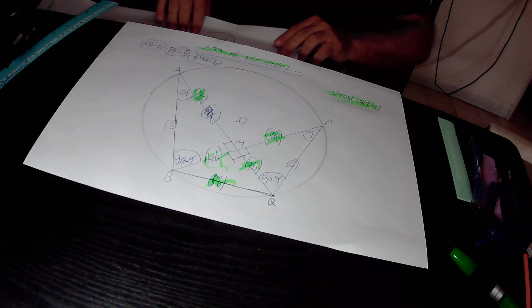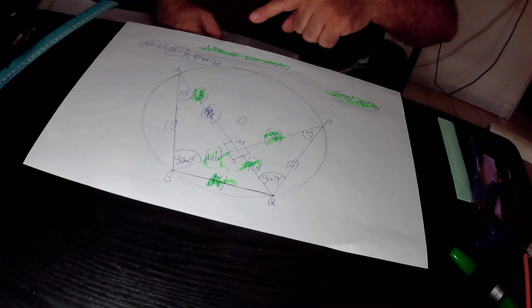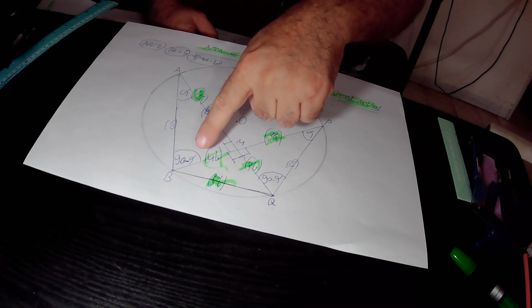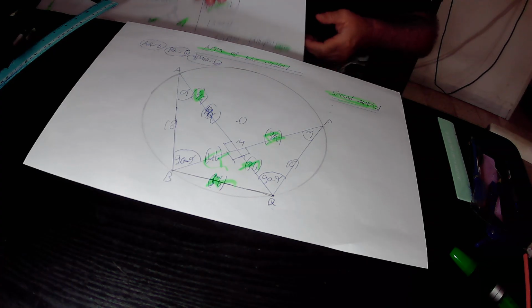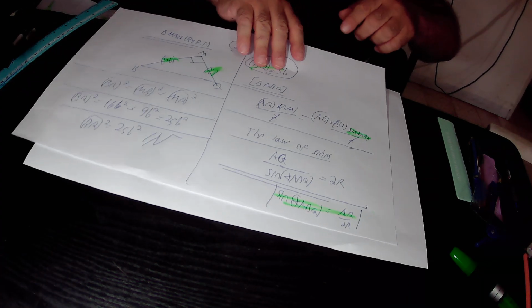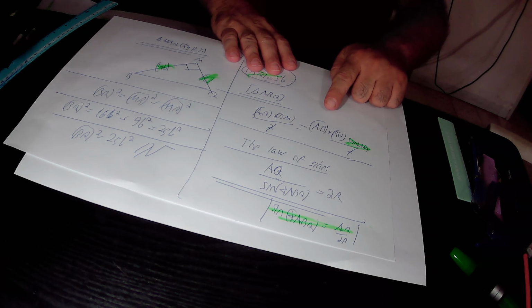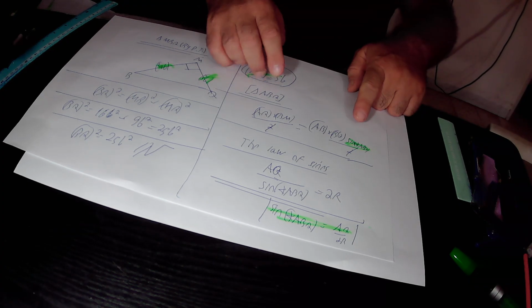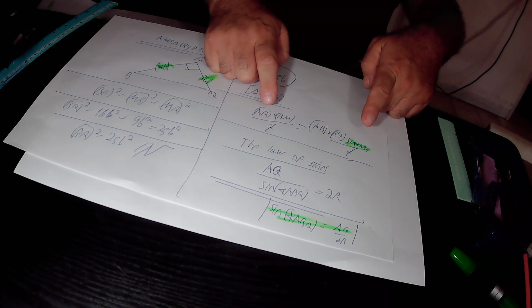According to the second method, the area of the triangle ABQ equals AB times BQ times sine of angle ABQ over 2. We have 2 in the denominator on both sides of the equation, so the 2 will get cancelled.